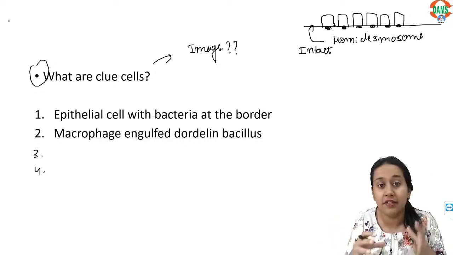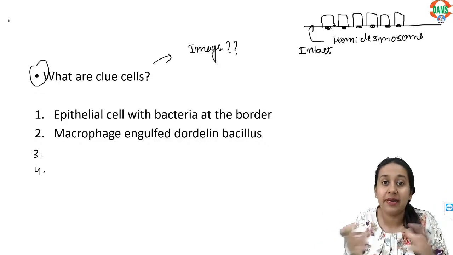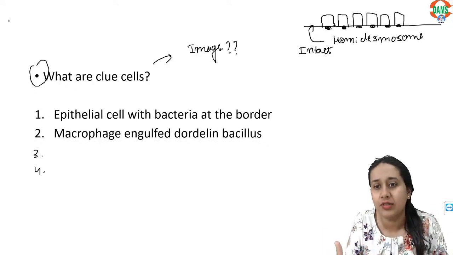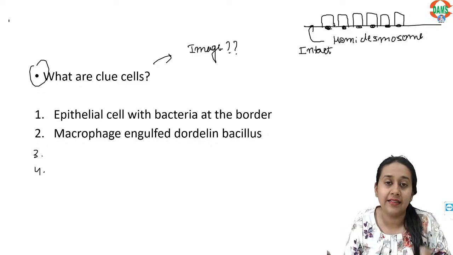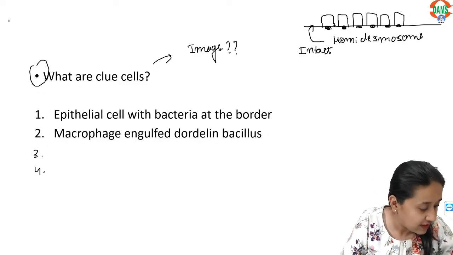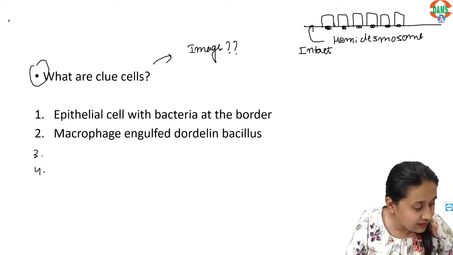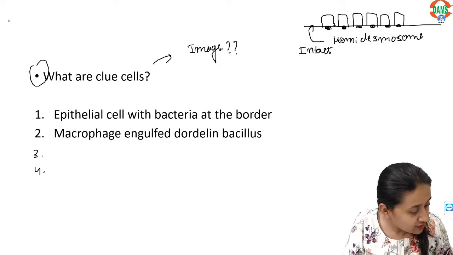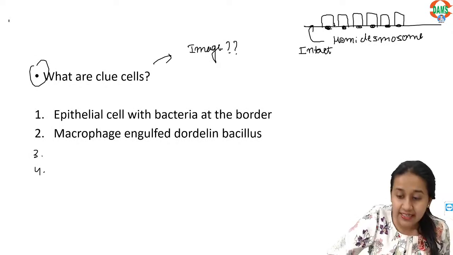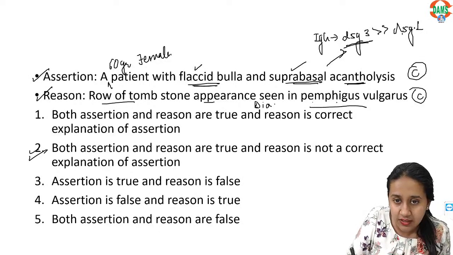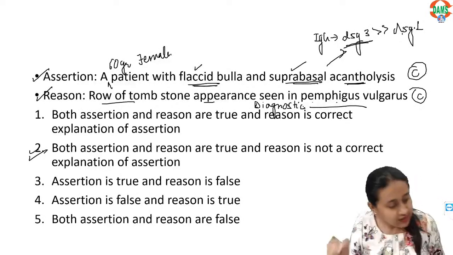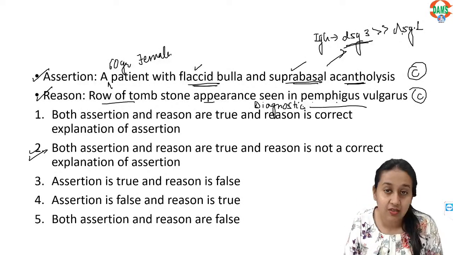See, if there is inflammation, you will see cell separation, right? So you can prove acantholysis with inflammation. But row of tombstone just gives you an idea that you have an intact stratum basale. Okay, so I hope this is clear. Ashran says that they have added one more word, that row of tombstone is diagnostic. Was it given like that? Even if they write it is diagnostic, then also it is correct.